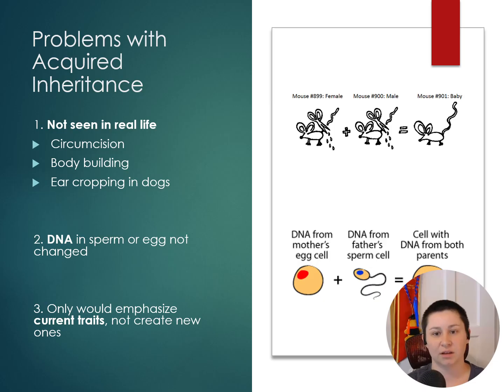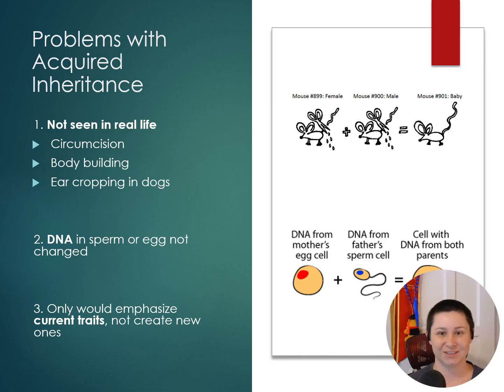Mostly, a lot of changes that we see that are caused by the environment aren't passed down from generation to generation. For example, circumcision. This is a practice that we perform as humans, but we don't have new babies that are born already circumcised. Bodybuilding. If someone is a bodybuilder, then they're not going to have a really buff baby.